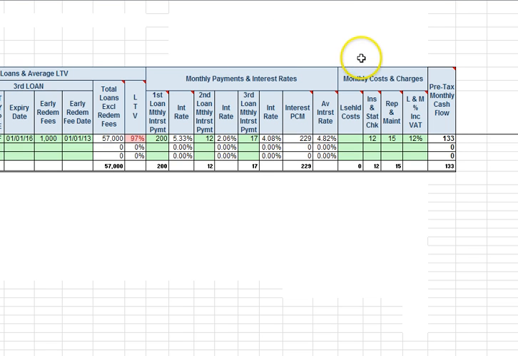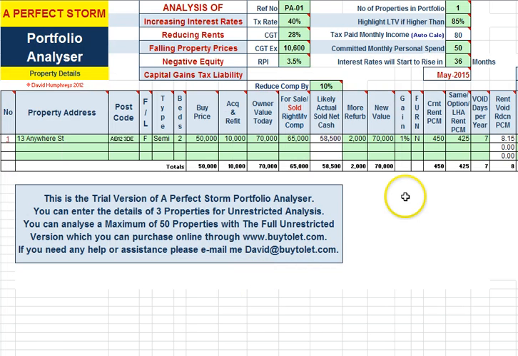And finally, on this page, we come to the monthly costs and charges, leasehold costs, repairs and maintenance, for example, letting and management, and finally, the pre-tax monthly cash flow. By entering all this information, we are then able to properly analyze a property and see whether the property is headed for a perfect storm.